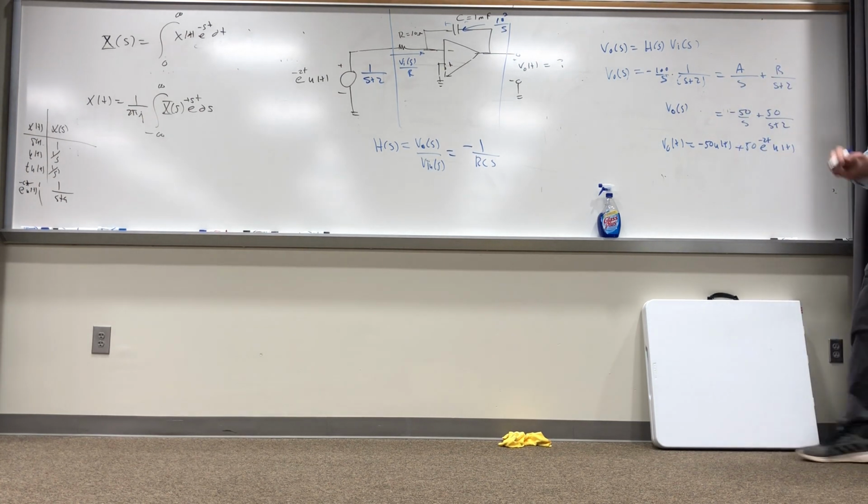Now, if I ask you to plot that, this is something you just take a look at. Where does it start at 0? Please take a look. If t equals 0, what is it? It's minus 50 plus 50, or 0. Understand, class? And now what happens as time goes by? This one drops out, and it goes to minus 50. Do you all see that?